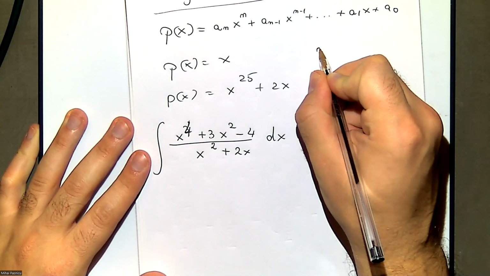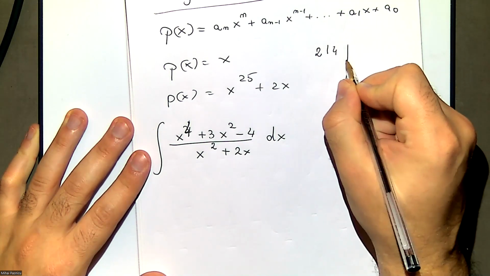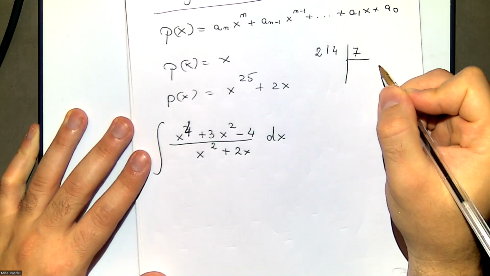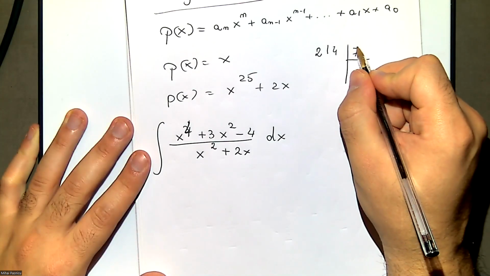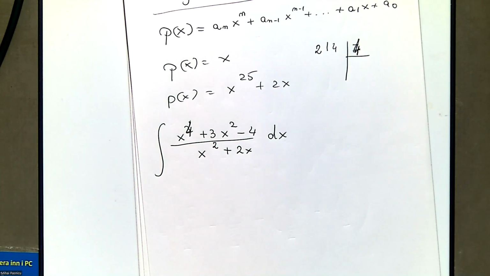If I wanted to divide 214 divided by 7, okay? Then maybe it's a bad number. Let's try 4. Okay. How were you dividing? Just a trip down memory lane.